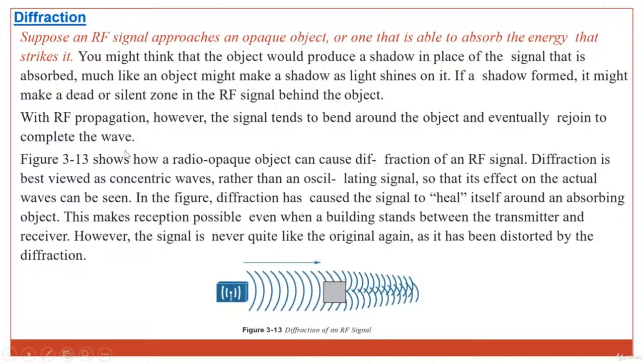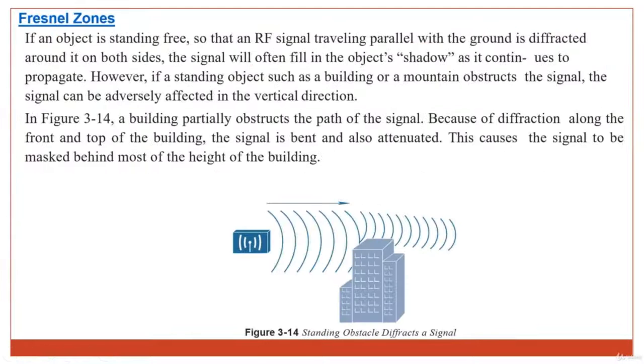And then finally, we have diffraction as well. Suppose on the line of the signal you have some opaque object or some void in between. In that case, the signal will get distorted, refracted, diffracted. Suppose an RF signal approaches an opaque object, or one that is able to absorb the energy. That's the case of diffraction, and obviously the signal will get degraded.